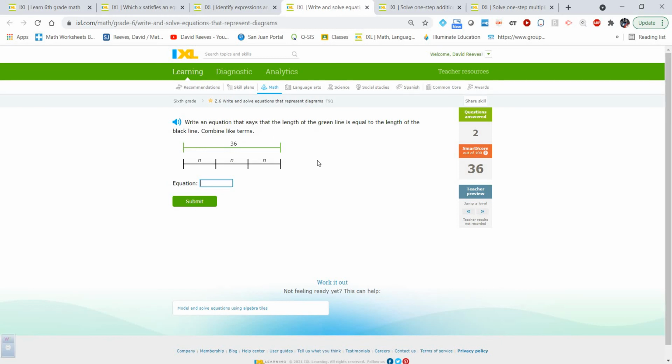Okay, now you notice here, all right, we've got something a little different. We've got 36, and then we've got n and n. And if you read the instructions, it says combine like terms.